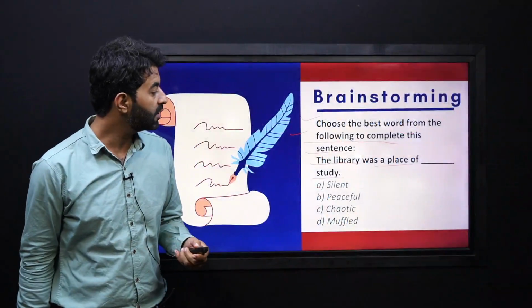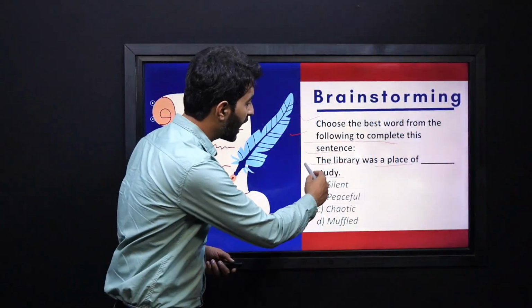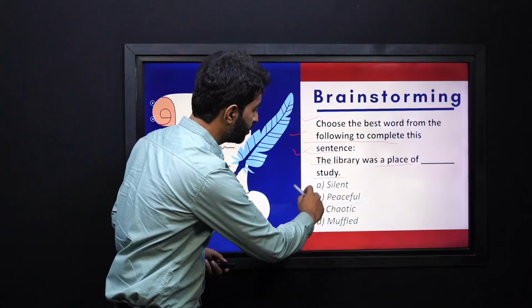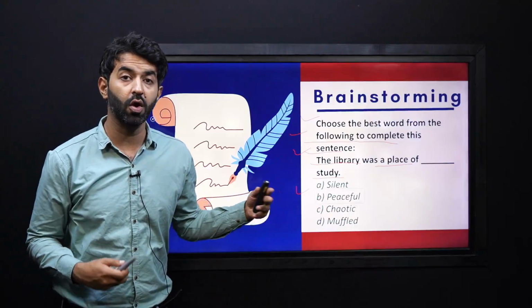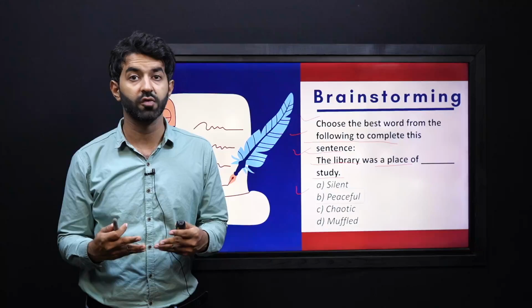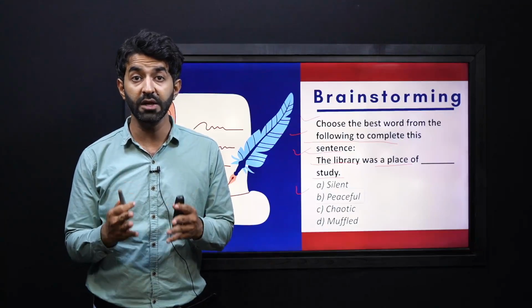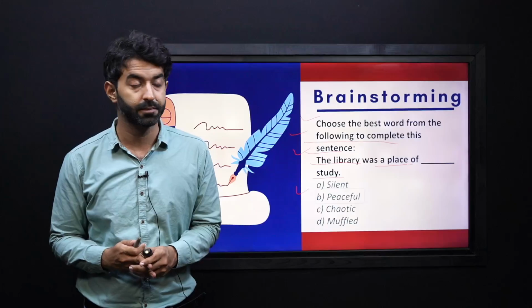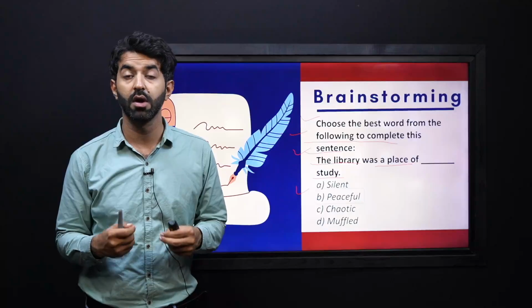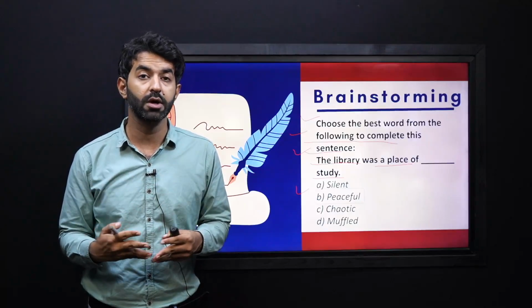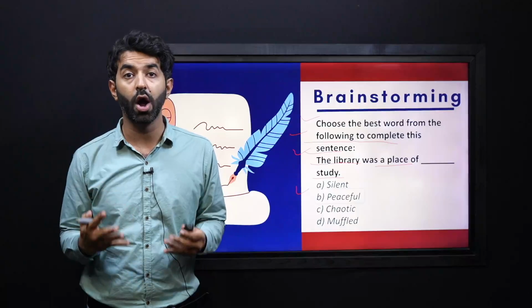Good. Now here is the right answer. The library was a place of peaceful study. Now the other words are also giving you a sense of the same meaning, but the word peaceful is the correct one. So we see that we found this out by thinking about it and understanding the context.